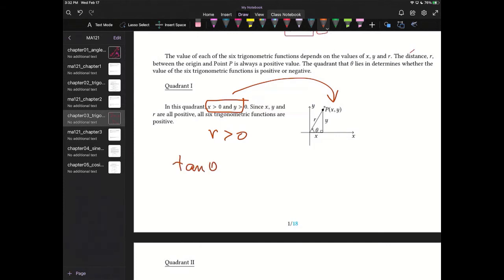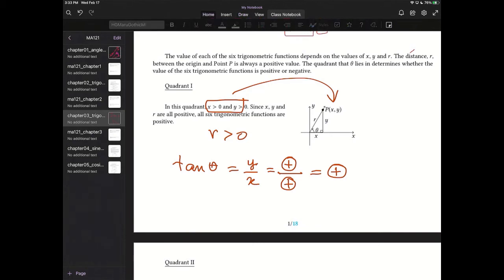So let me take tangent as one example here. Tangent, according to the definition that we just started to see, based on the point on the terminal side, is y over x. Because it is y over x, you're taking a positive number, because this is the first quadrant, divided by another positive number. So the result is going to be that the tangent value is positive. The same thing goes for cotangent, secant, and cosecant, and of course sine and cosine.